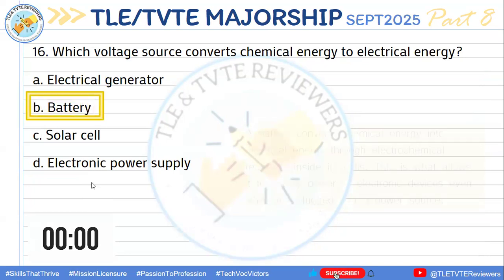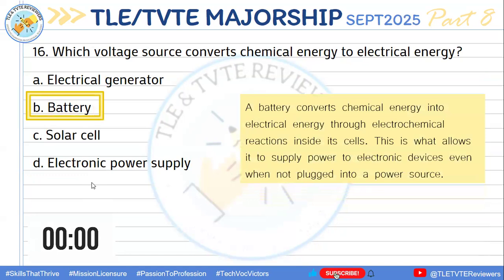Answer letter B. Battery. A battery converts chemical energy into electrical energy through electrochemical reactions inside its cells. This is what allows it to supply power to electronic devices even when not plugged into a power source. Letter A, electrical generator. A generator converts mechanical energy into electrical energy, not chemical energy.